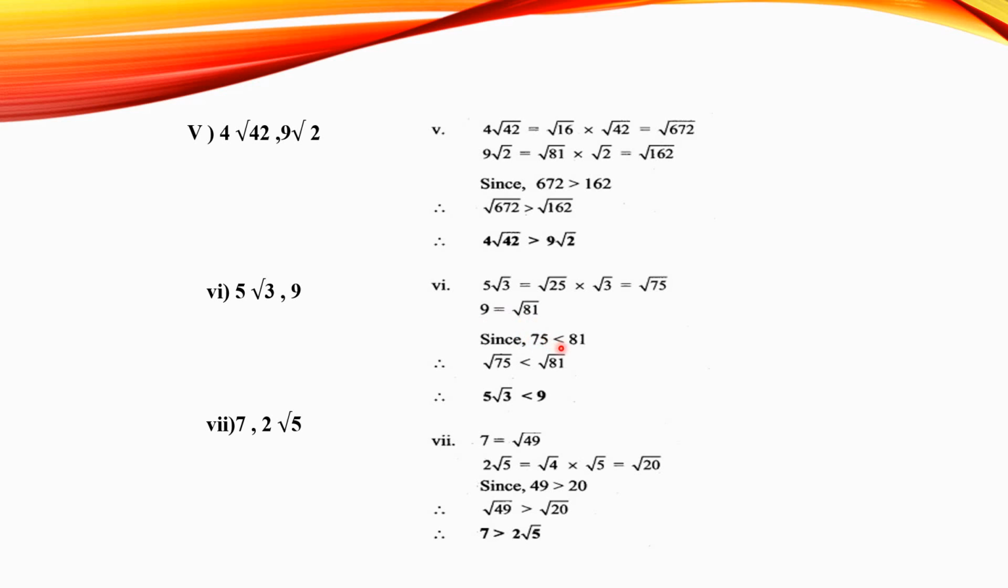Since 75 is less than 81, square root of 75 will be less than square root of 81. Therefore, 5 root 3 will be less than 9.